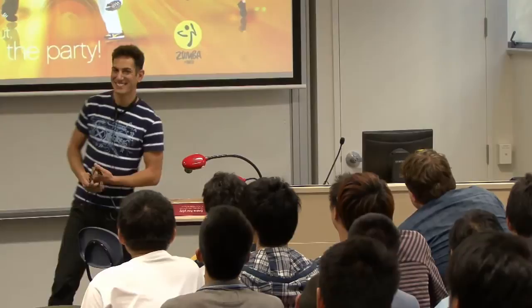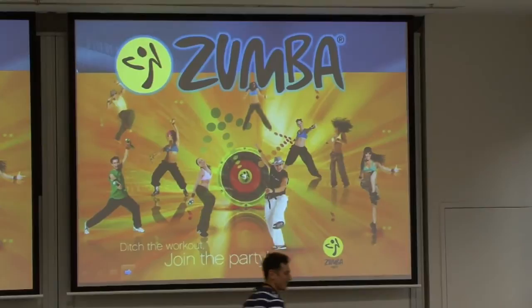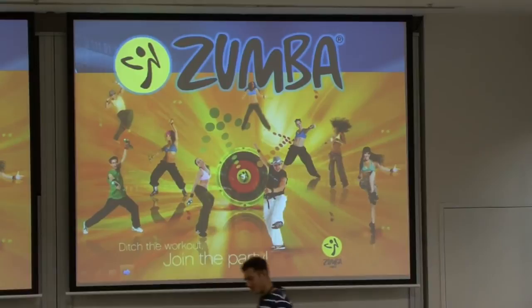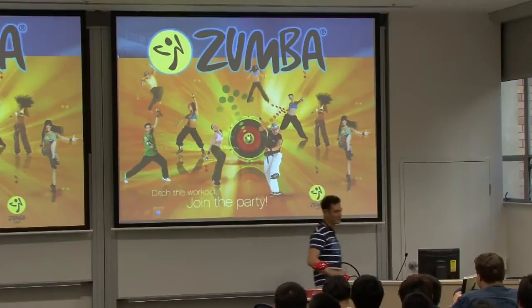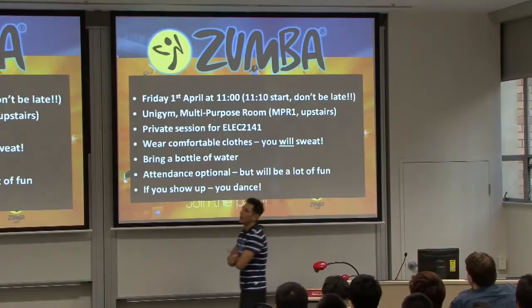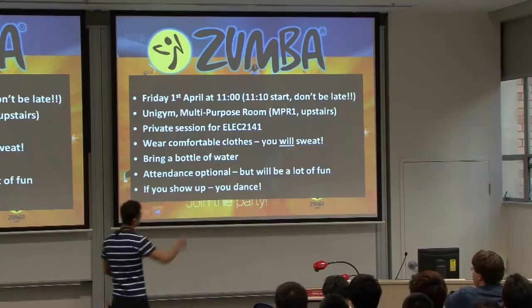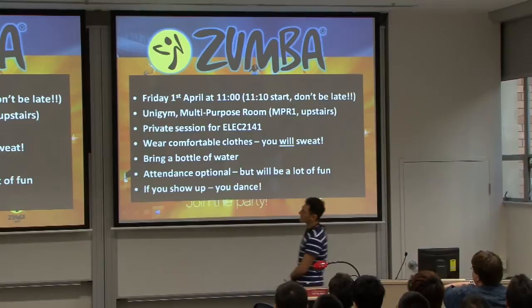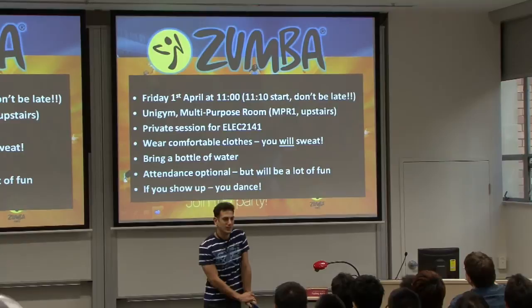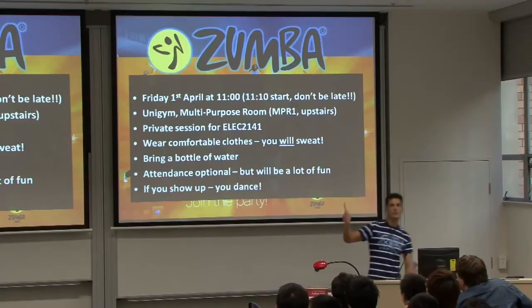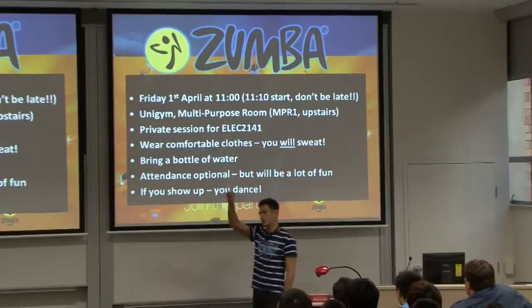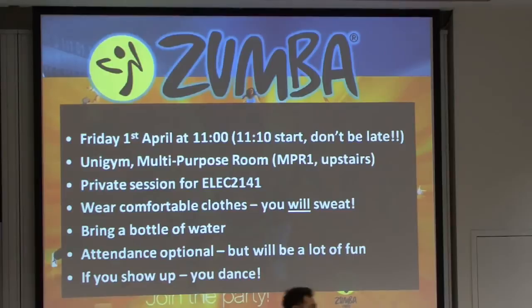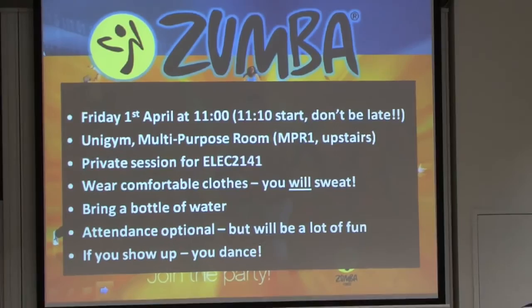And this is how it's going to work. We are actually having a Zumba class. It happens to be the 1st of April. April Fools' is not a joke. This is a real thing. So Friday at 11, we'll start the class. Actually, we'll start at 10 past 11, so all of you can get there on time from your previous class. It will be at the Uni Gym in multipurpose room 1, which is upstairs. If you're familiar with the Uni Gym, just go in and then go around to the stairs. If you're not sure where it is, just ask at the reception. It's a private class for us, so it's going to be me and you and some instructor.